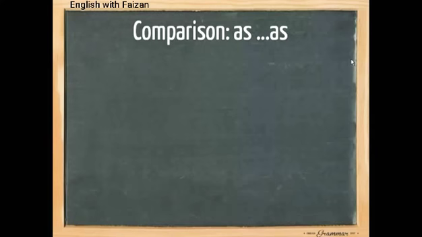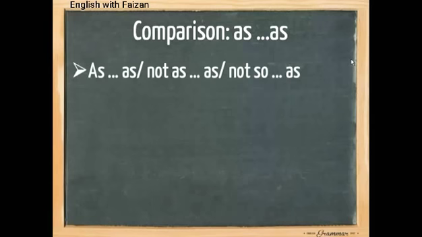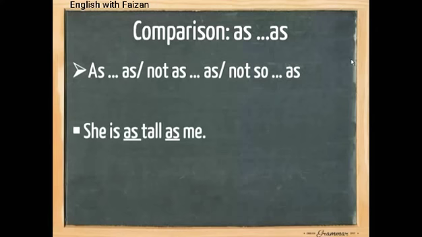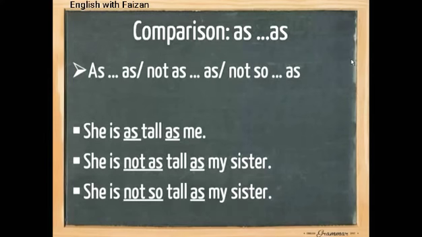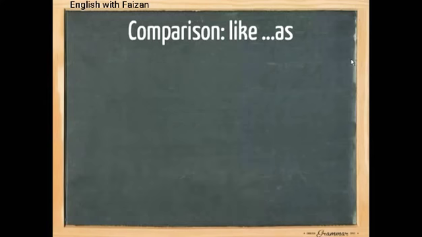Now let's have a look at the construction that we call as. Here again we are comparing 2 things. So this goes for as ... as or not as ... as, or not so ... as. She's as tall as me, so we both have the same height. She's not as tall as my sister. Now you can use not as, but we can also use not so as. There's no difference there. So she's not so tall as my sister.